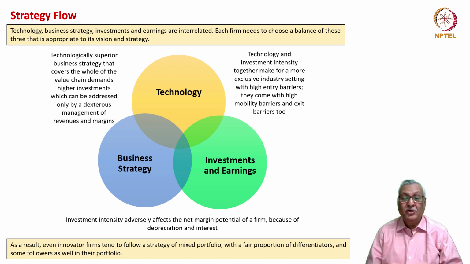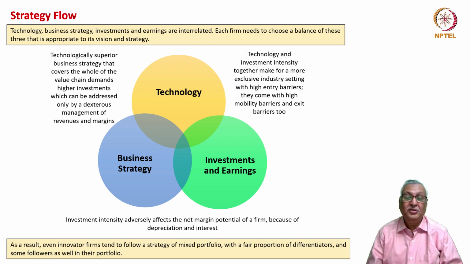Even innovator firms would like to be differentiators in respect of certain product categories, and if there is not too much of a conflict, they also would like to have followers. That's how many big pharma companies also started having generic divisions. This is a process that keeps on going in a roller coaster manner.